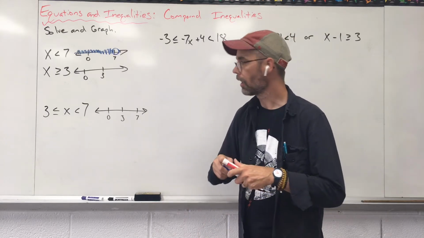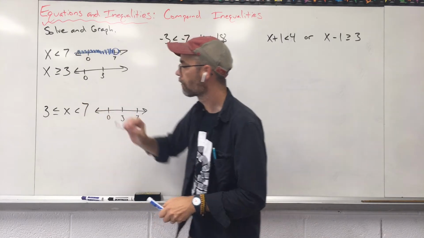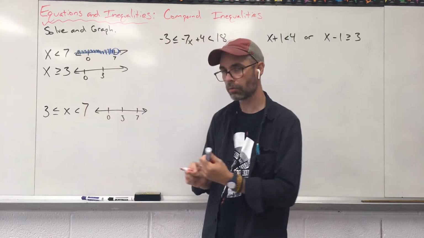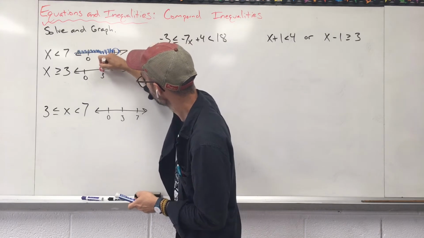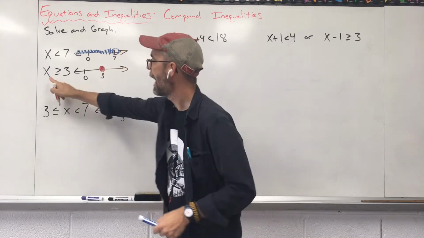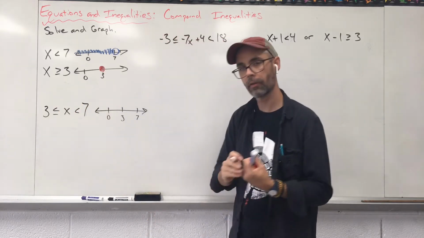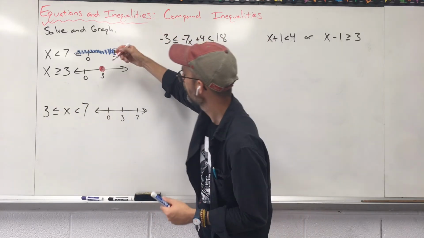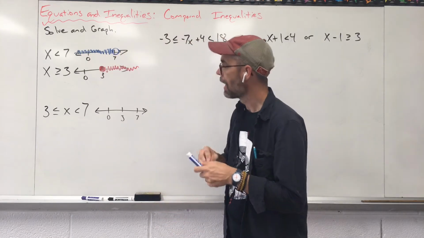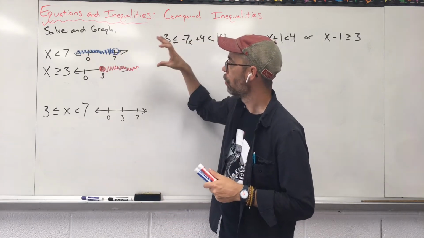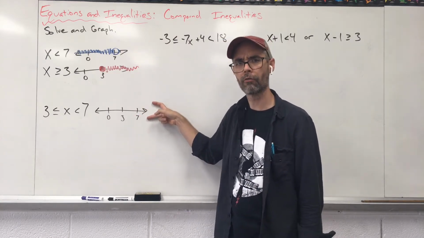Let's look at the second one. This time I'm going to change colors and use a red one. Now, at that 3, open or closed? Well, do we have an equal sign? Yes. That means we're going to have a filled in closed circle. We're going to color that in. X is greater. What's a number bigger than 3? 4, 5, and 6. Everything to the right.